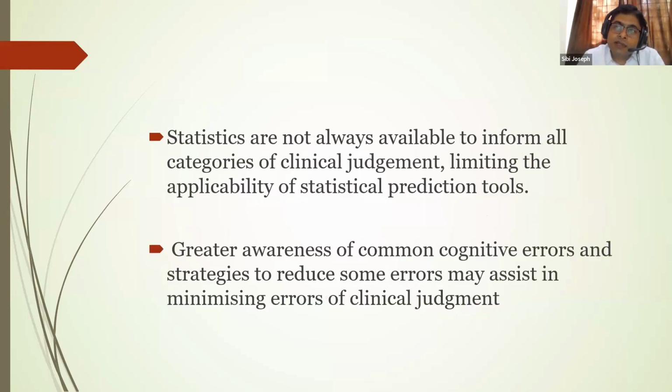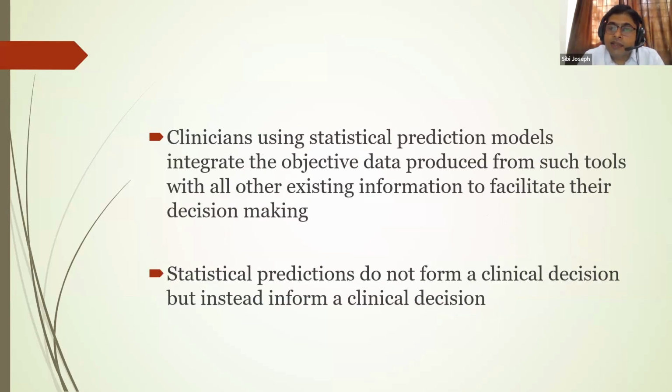Statistics are not always available to inform all categories of clinical judgment, limiting the applicability of statistical prediction tools. Greater awareness of common cognitive errors and strategies to reduce some errors may assist in minimizing errors of clinical judgment. Clinicians using statistical prediction models integrate the objective data produced from such tools with all other existing information to facilitate their decision making. Statistical predictions do not form a clinical decision, but instead inform a clinical decision.